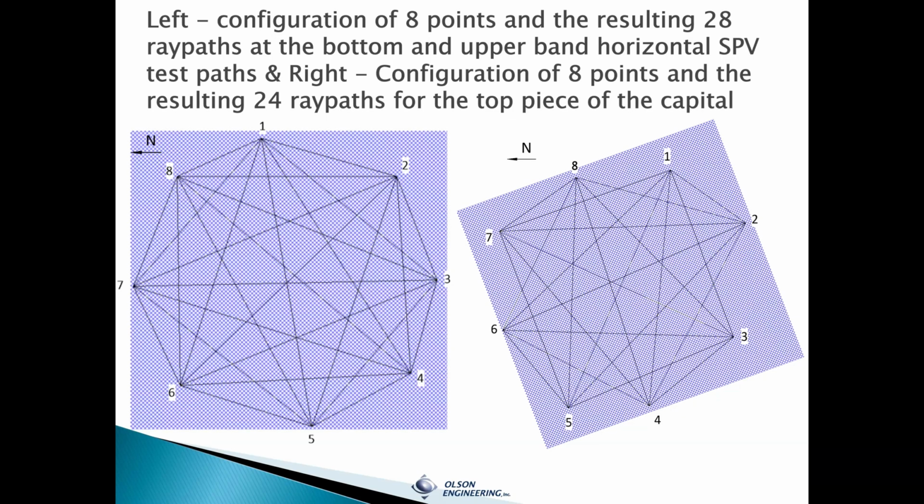So here are schematics showing locations of our 8 test points and the resulting 28 ray paths between all combinations for the round pieces on the left. And then the right shows that top piece, which also had the 8 test points, but you'll remember that the square curved in a little bit between the points, so you don't get some of those perimeter paths there. So those have 24 ray paths.